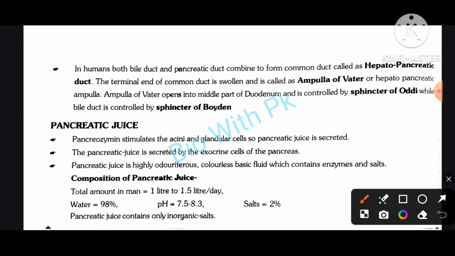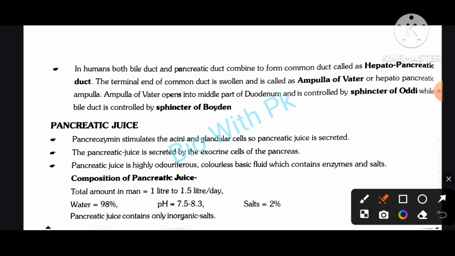In humans, both the bile duct and pancreatic duct combine to form a common duct called the hepatopancreatic duct. The terminal end of the common duct is swollen and is called the ampulla of Vater or hepatopancreatic ampulla. The ampulla of Vater opens into the middle part of the duodenum and is controlled by the sphincter of Oddi, while the bile duct is controlled by the sphincter of Boyden.